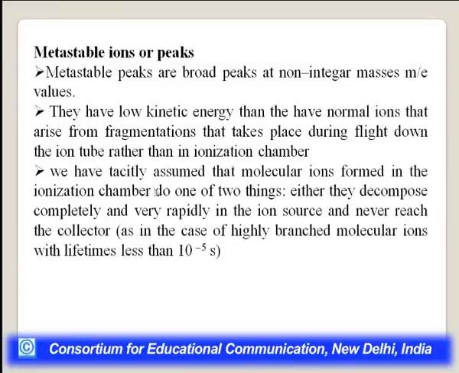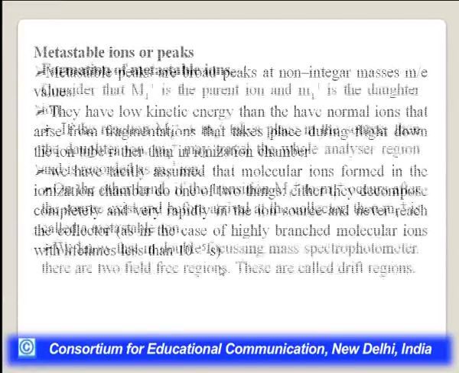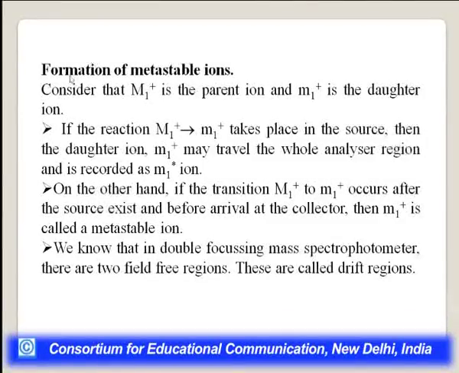We have tacitly assumed that molecular ions formed in the ionization chamber do one of two things. Either they decompose completely or very rapidly in the ion source and never reach the collector, as in the case of highly branched molecular ions, whose lifetimes are less than 10 to the power minus 5 seconds. So, we cannot observe them in the collector or in the amplifier. So, how does the metastable ion form?